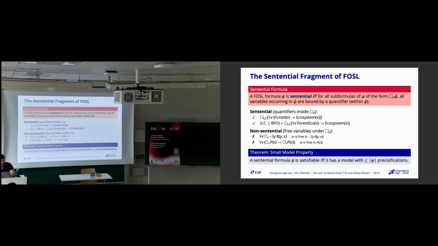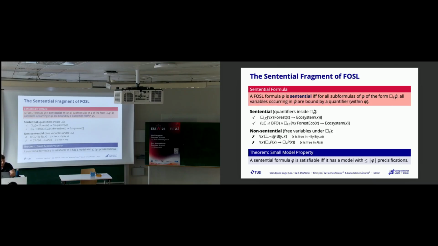So a first-order standpoint formula is called sentential if and only if it satisfies a certain property. That property being that if we look at any subformula of phi which is a box formula, all of the variables occurring in psi are bounded by a quantifier. None of them are free. That's what it means to be sentential. You never have it being the case that there's a free variable in the context of a standpoint modality. If you have this property, then it allows for you to use relatively small models to determine satisfaction of formulae, which is helpful from a complexity perspective, as I'll talk a little bit more on momentarily.